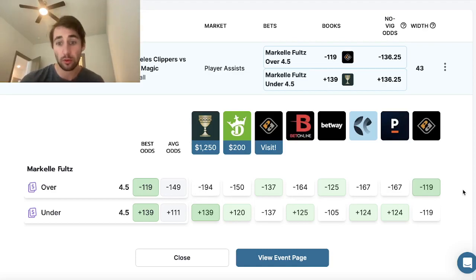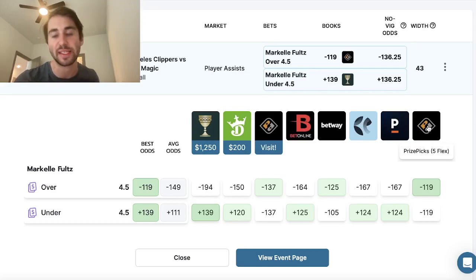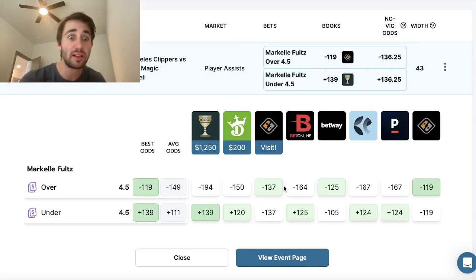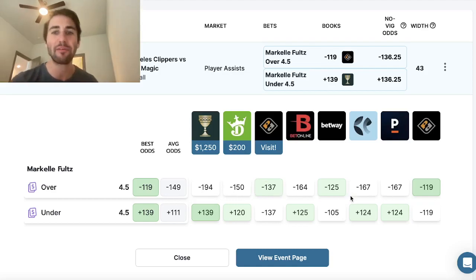So we looked across the entire market. We have 1, 2, 3, 4, 5 sportsbooks, because this is the same as this, and then this is just PrizePicks, a fantasy company. And it becomes pretty clear that being able to get Fultz over 4.5 assists at minus 119 implied odds seems pretty incredible, considering all the sportsbooks have this at minus 150, I would say on average. So we picked up value.